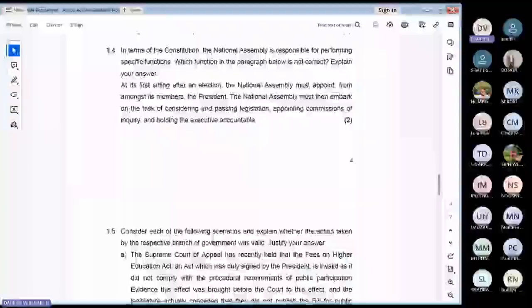On top of that, the legislature themselves admitted that they did not hold public participation. So in light of that, we would say that the action that the legislature took was invalid. So we've listed two sections of the Constitution, we've put in two pieces of case law, and we've given an answer as to whether the action was valid or invalid. Does that make sense with regards to how we came to answering that particular question?